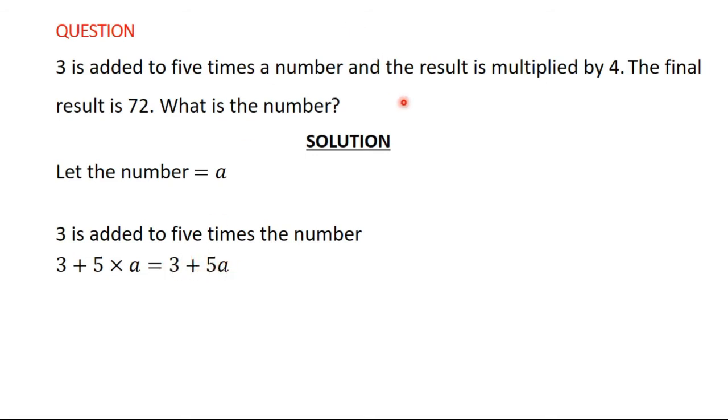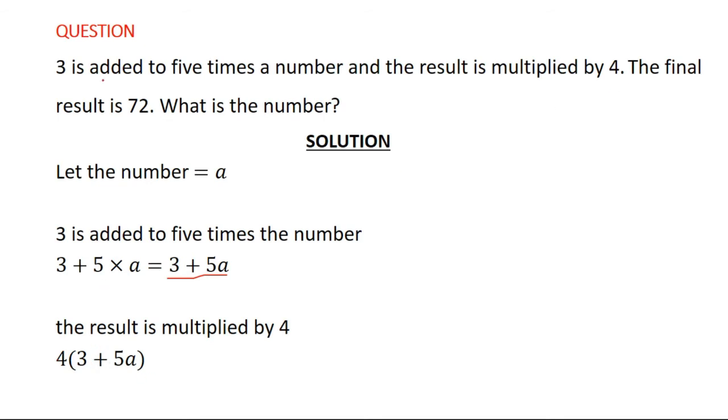Now let's continue. The result is multiplied by 4. Now when you add 3 to 5 times the number, we are getting 3 plus 5A. The next point says that the result is multiplied by 4. Which result? This result here is multiplied by 4. Now because what we have here is a binomial, that is 2 terms, and we are going to multiply it by a number here which is 4, you will put the binomial, that is the 2 terms, in a bracket. Then you bring this number outside the bracket. So this is going to give us 4 into bracket 3 plus 5A.